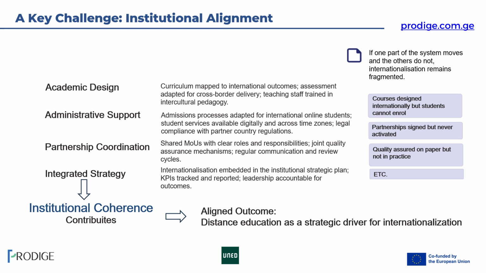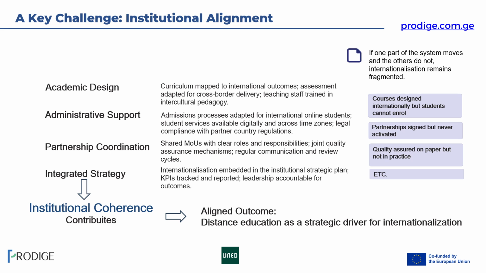So the message is simple. If these dimensions do not work together, internationalization remains fragmented. If they do, distance education can move from isolated projects to a genuine institutional strategy. Experience from many institutions shows that successful internationalization depends on alignment between academic and administrative processes. This is particularly true in distance education.